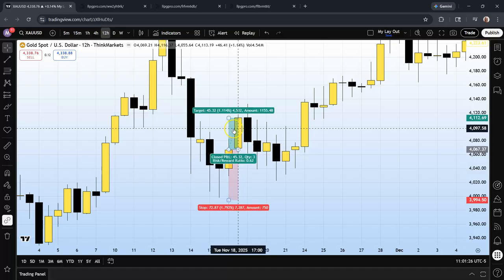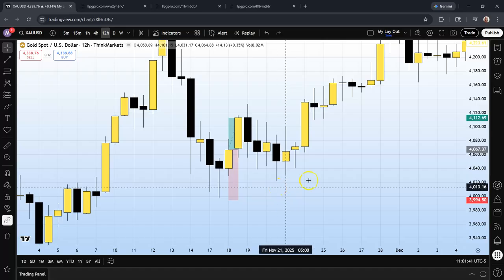0.62 is the ratio. Okay, it all depends on your lot size, and you also got to manage your account. It's all about money management. So this would be a winning trade as well. So you can mark that out as a win.